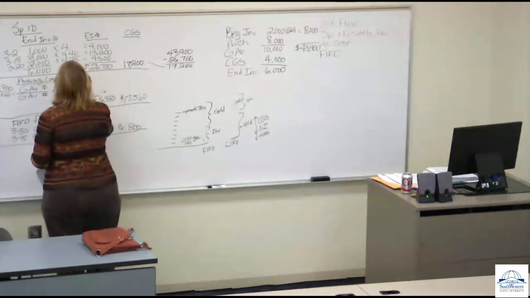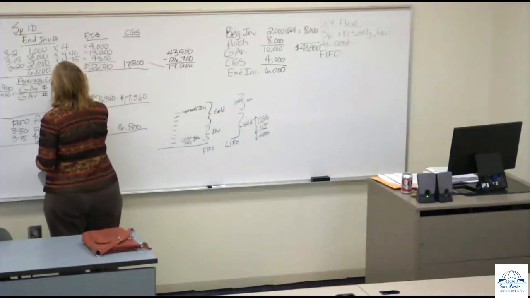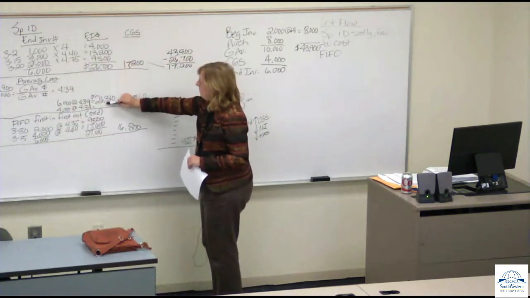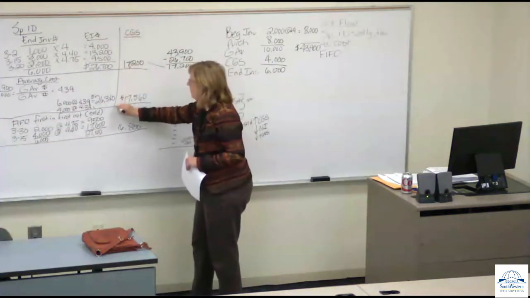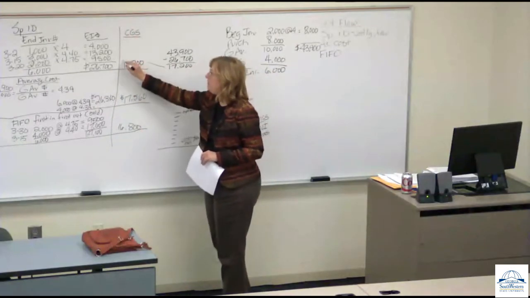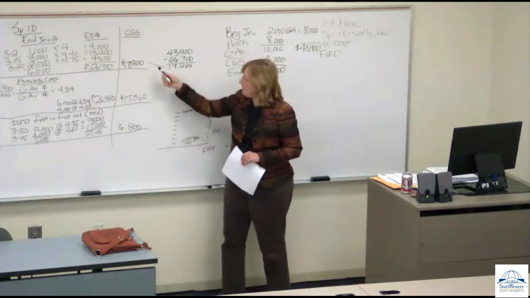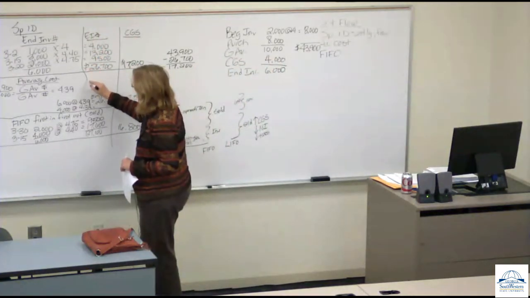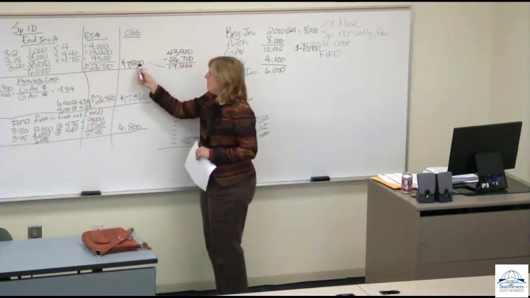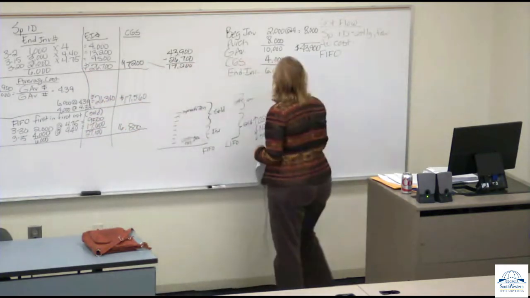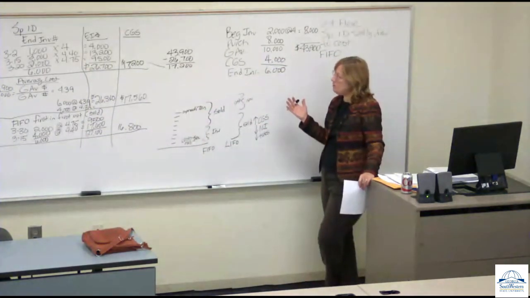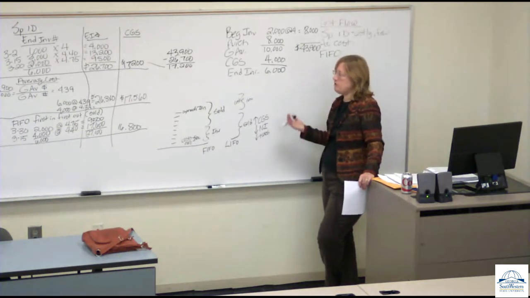Okay, so this is 439. You see how in this column we have ending inventory, and in this column we have cost of goods sold, and both of these things add up to 43.9, okay? And you're seeing how all these numbers are different. All the ending inventory numbers are different, all the cost of goods sold numbers are different, right?